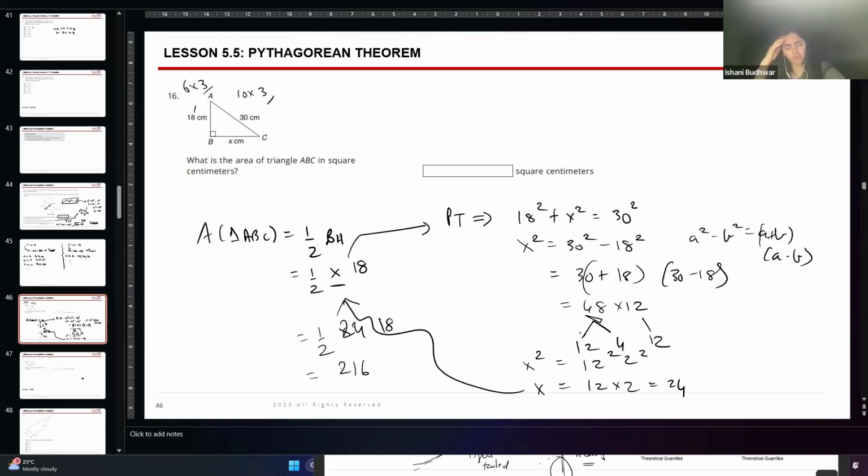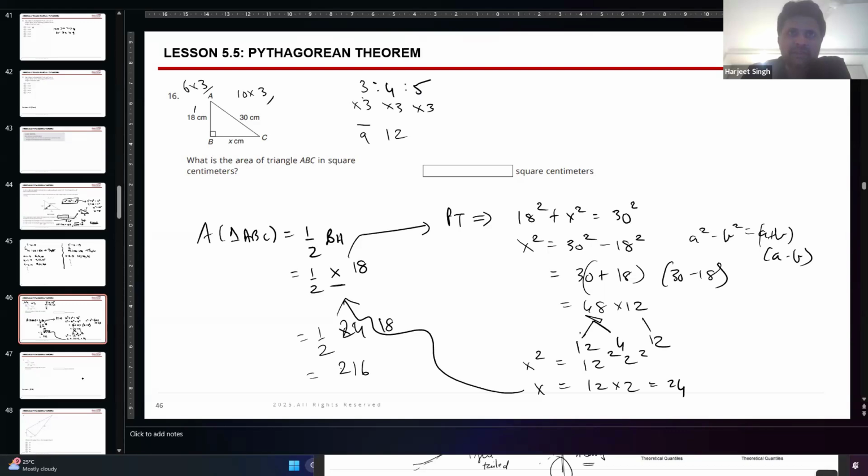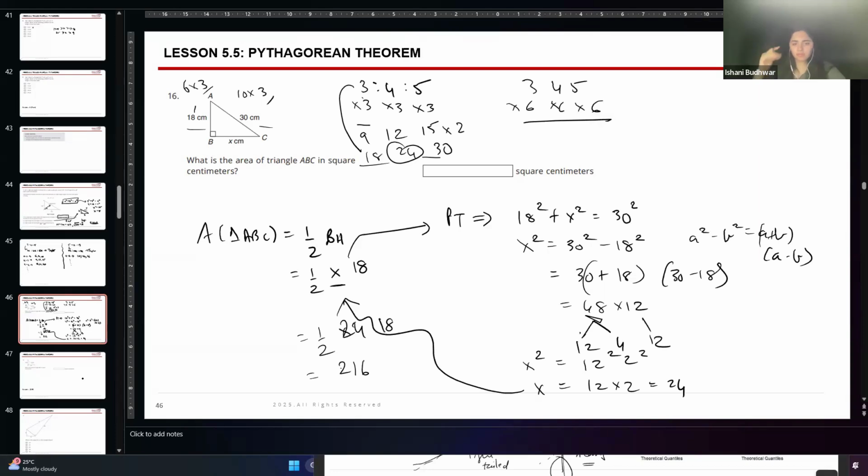And we know that 3, 4, 5 is the triplet. So if I multiply by 3 everywhere, I get 9, 12, 15. And if I multiply by 2, I get 18, 24, 30. So 18 is there, 30 is there. So 24 is the answer. I could have also multiplied 3 is to 4 is to 5 by 6. And that would have fetched me 18, 24, 30.